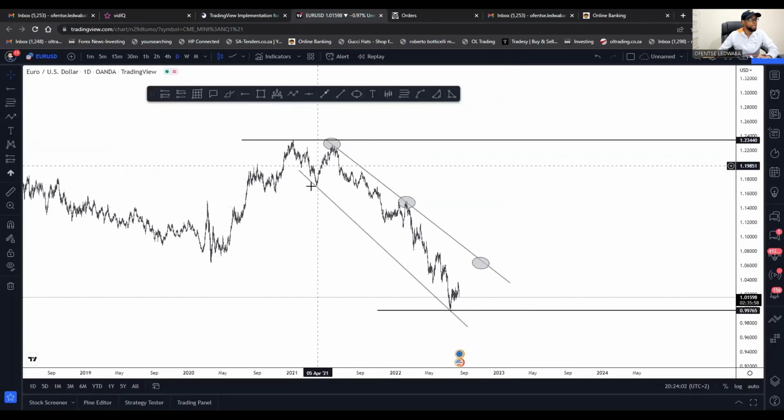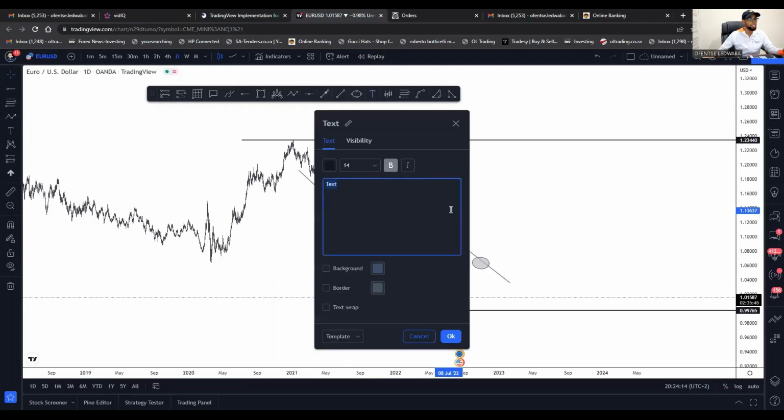So now I have my point. I can see that we are playing this is the support, but also diagonal. So now we are in a downtrend. This is a downtrend.